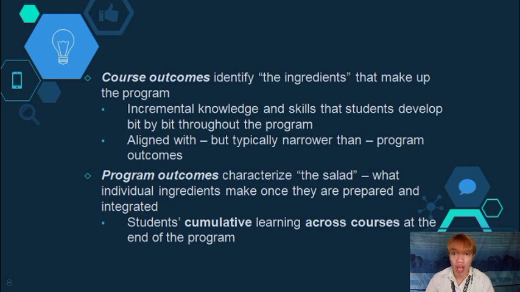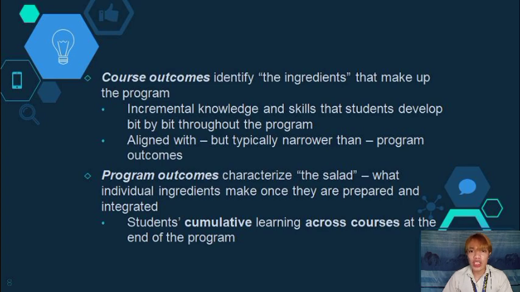Program learning outcomes, characterized as the salad, is what the individual ingredients make once they are prepared and integrated. Students' cumulative learning across courses at the end of the program. Based on this explanation, course student learning outcomes and program learning outcomes are connected to each other. To summarize, course student learning outcomes are bits of knowledge and skills that students acquired in a certain course. Then program learning outcomes include the overall knowledge and skills a student acquired throughout the program.